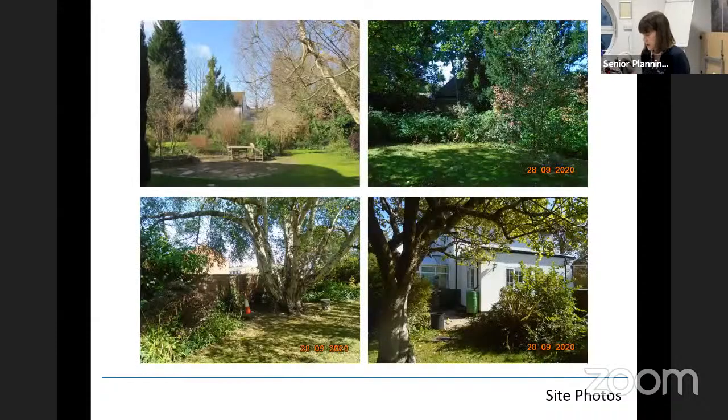So these photos show the relationship with neighbouring properties. So the top photos show the relationship with Lady Mead to the east. The bottom left-hand photo shows the relationship with the properties to the north, which are on Goose Green Close. And the bottom right-hand photo shows the relationship with the host property, Field Fair.